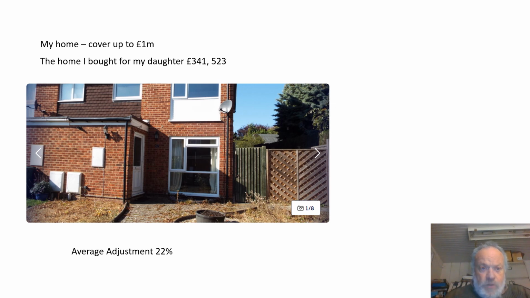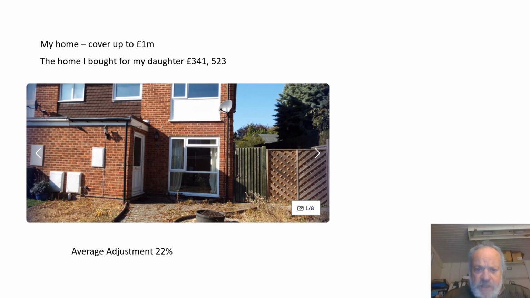And just looking at the way I got my own home, which is nothing terribly exciting, it's not this one, covered. It's covered very broadly up to £1 million. I mean, it wouldn't cost anything like £1 million to rebuild. Well, and then the home I bought for my daughter was assessed at £341,523, and heaven forbid that we should ever start arguing about the £23, but still.